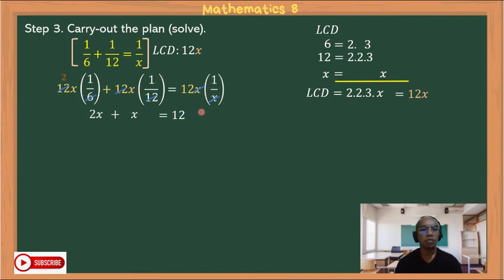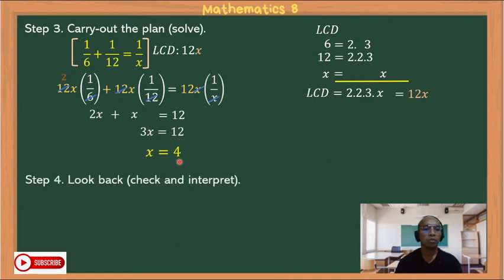Then 12 times 1 is 12. So simplify. 2x plus x is equal to 3x. Then it is equal to 12. Solve for x. Divide by 3 both sides. So x is equal to 4.